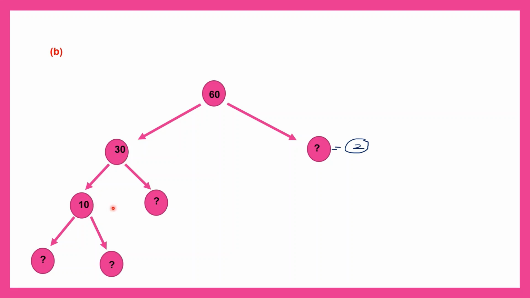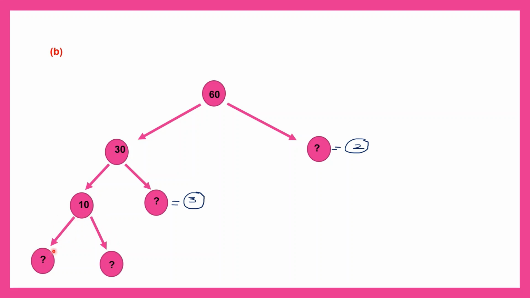30 is 10 into what? 10 into what will give us 30? 10 threes are 30, isn't it? So here we've got the answer. This is 3. Now 3 is also a prime number, so this part of the branch will stop here, whereas this part is a composite number. It's again going to be broken down here.